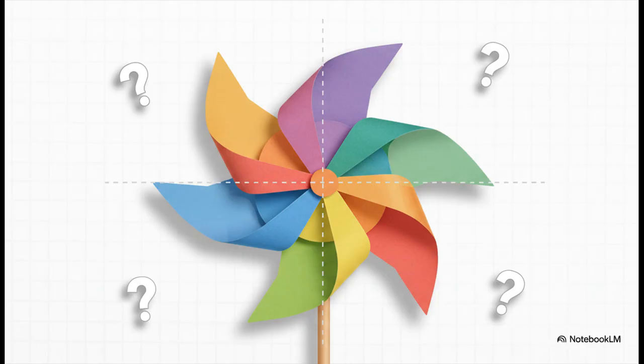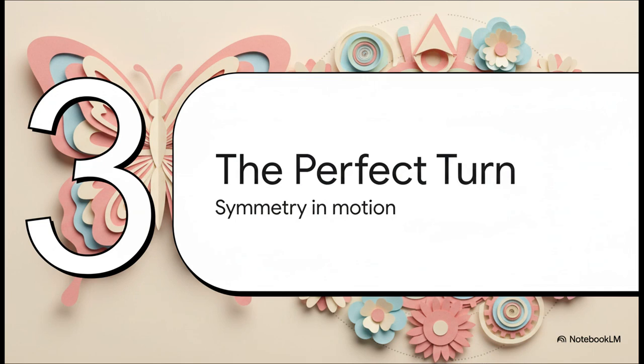Okay, so line symmetry is making sense. But then you see something like a pinwheel. It definitely feels symmetrical, doesn't it? But try to find a fold line. Go on, try it. You can't. There is no single line that creates two mirror halves. So what's going on here? To figure out the pinwheel puzzle, we need a whole new kind of symmetry. This one isn't about folding. It's all about turning. This is symmetry in motion.